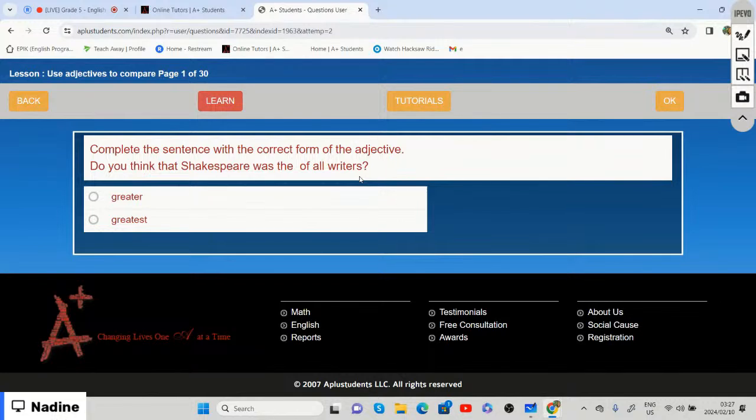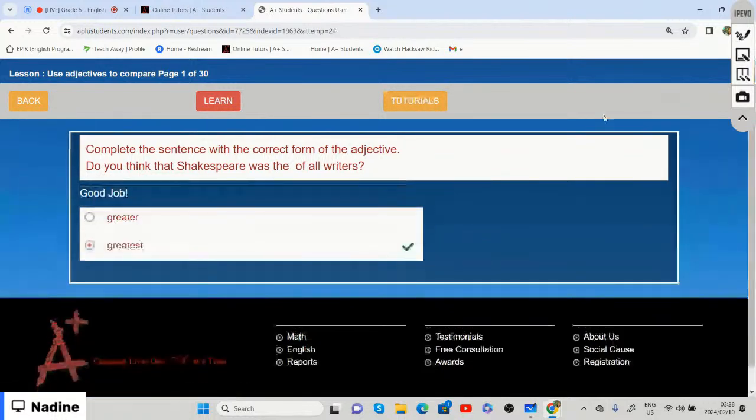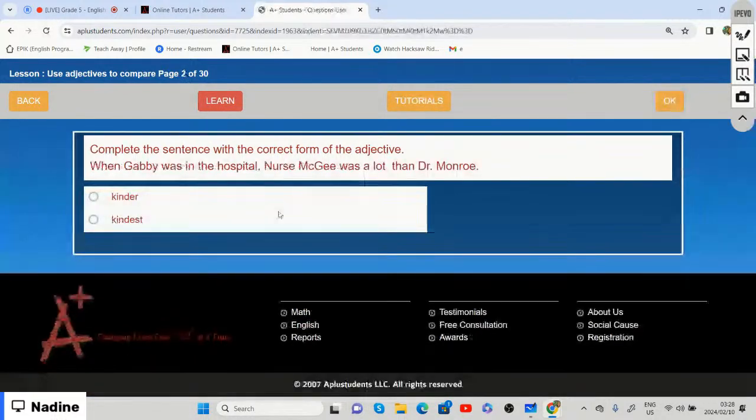So we can say, do you think that Shakespeare was the greatest of all writers? And specifically, we say the greatest because he's been compared to all writers, right? If you compare someone to more than one person, then we use est. So the greatest. Greatest is correct. So well done.